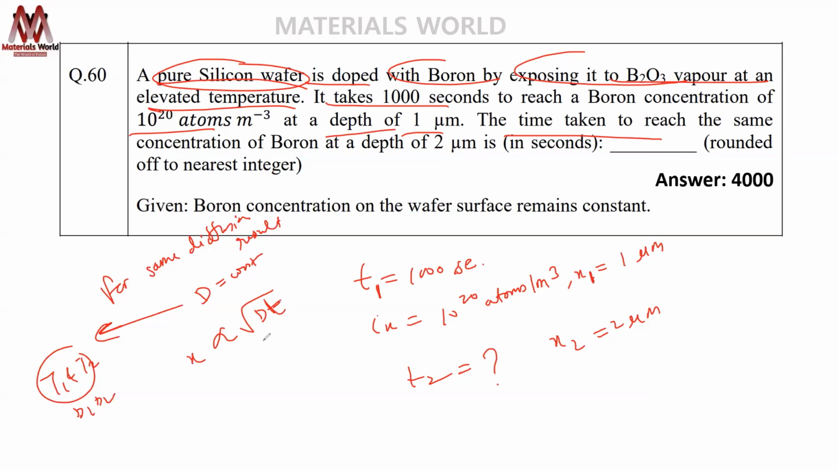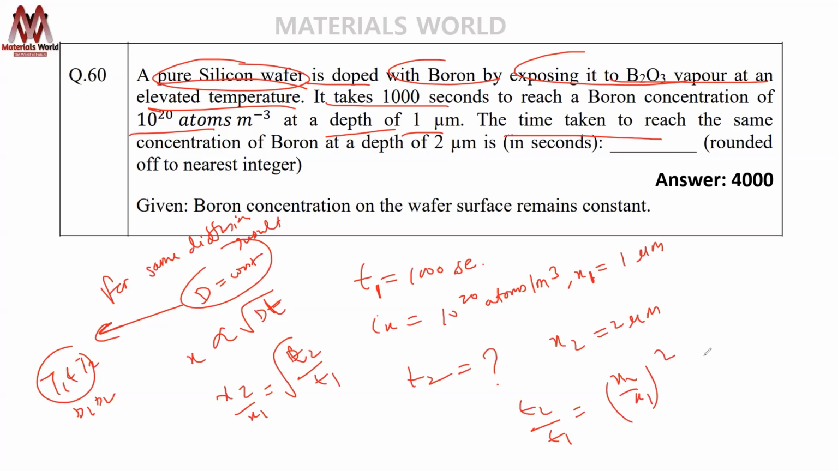That means you want to calculate t2, right? So x2 by x1 is nothing but the root of t2 by t1, where D is cancelled out. Here D is constant, so D1 by D2 will be cancelled out. So t2 by t1 is nothing but x2 by x1 whole squared. x2 by x1 is 2 by 1, so 2 squared, 4. So t2 is 4 times t1, that is 4000 seconds. I hope it's asked in seconds. Yeah, so your answer is 4000 seconds. This is a very basic question.